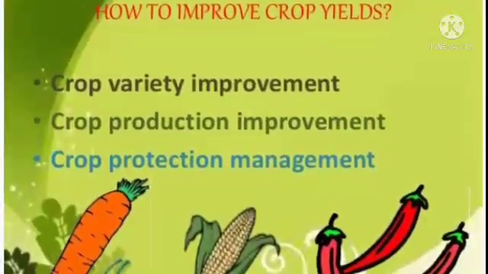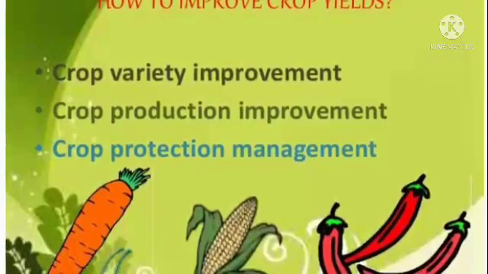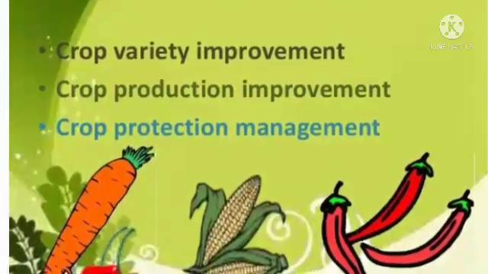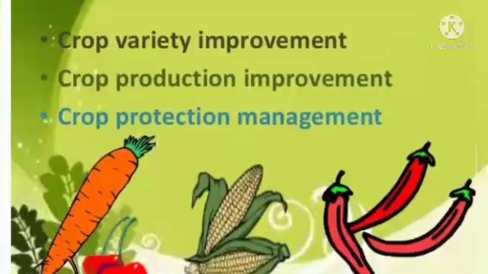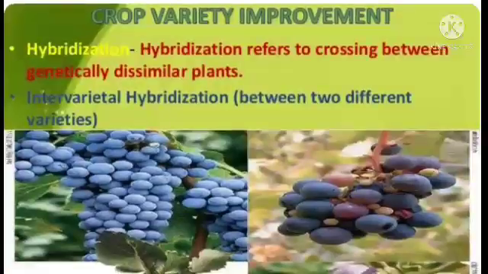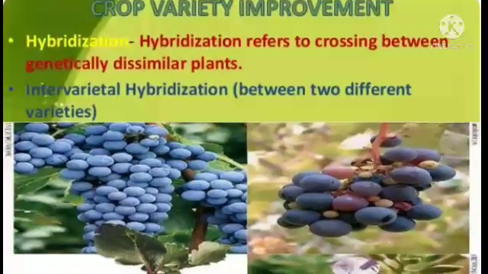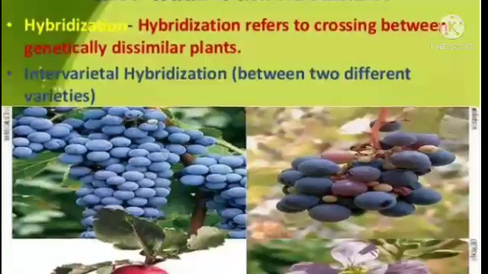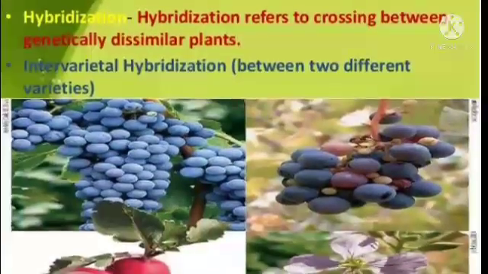How to improve crop yields. First one, crop variety improvement. Second, crop production improvement. Third, crop protection management. Crop variety improvement, under that we are going to see about hybridization. Hybridization refers to crossing between genetically dissimilar plants.